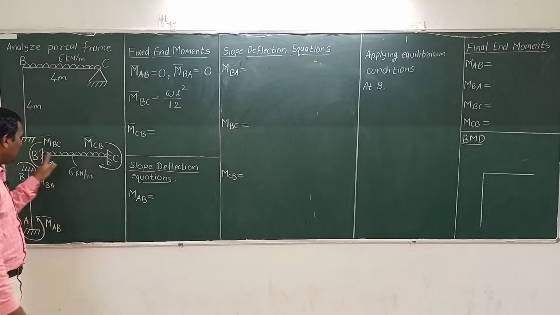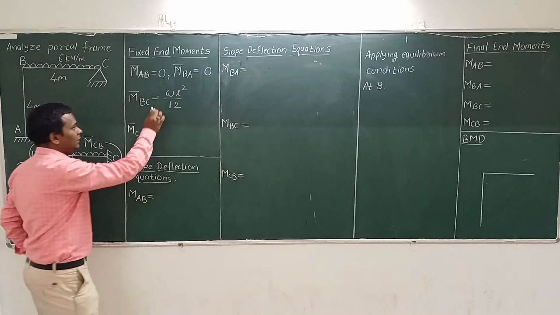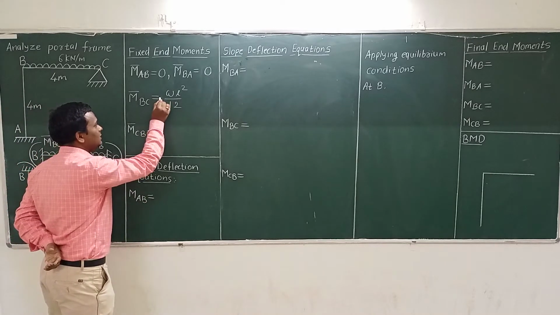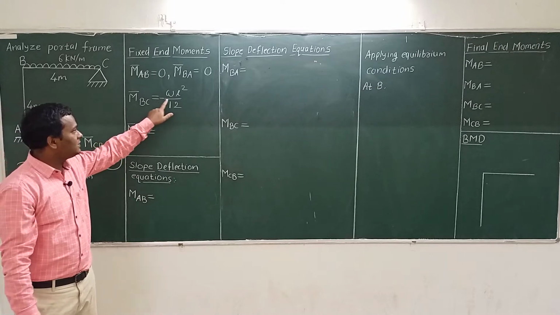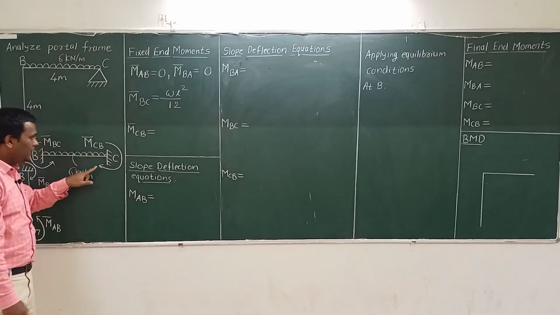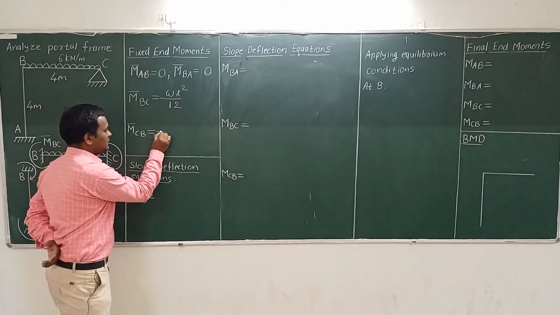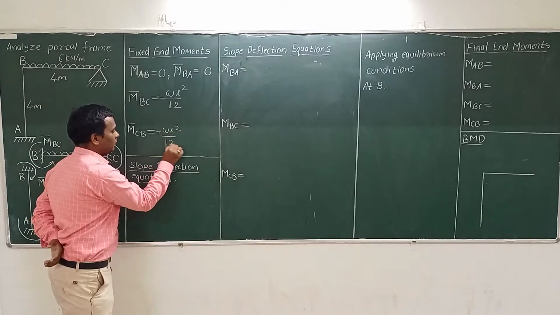Now for M bar BC, means the end moment at B, in this case it is in anti-clockwise direction. Let us assume anti-clockwise as minus. So here it is minus WL square upon 12. And for M bar CB, here it is plus WL square upon 12.